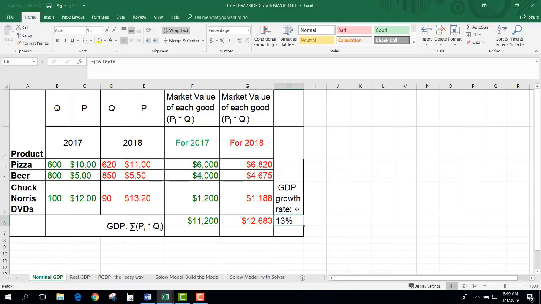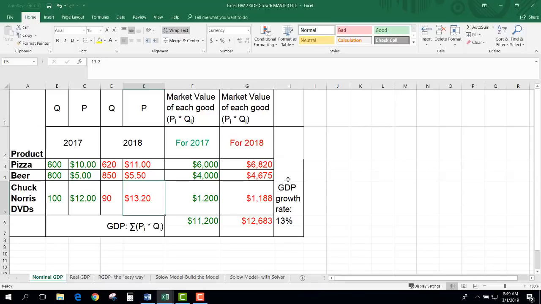Now, that sounds great, but we want to scrutinize that. You know, was that because we have more products? Well, we have more pizza, we have more beer. That goes from 800 to 850. We have a little bit fewer videos. It looks like overall we do have more products, but is it really 13% more? Well, part of the increase is in the prices, isn't it? And actually here I just had all prices go up by 10%. So the price of pizza, beer, and Chuck Norris videos all went up by 10%.